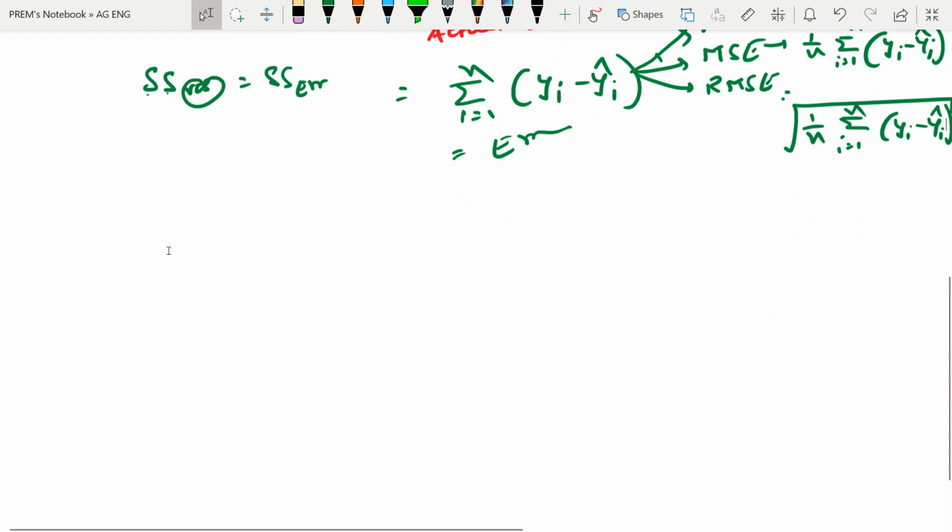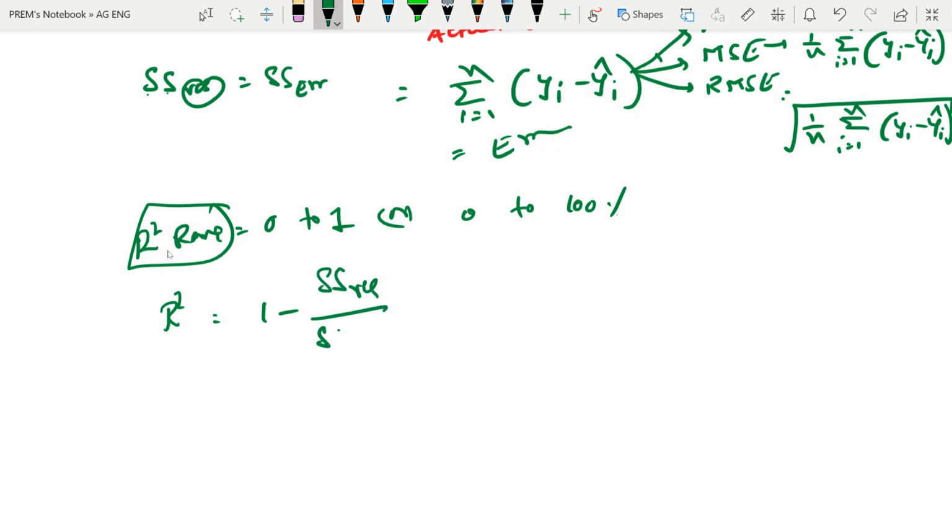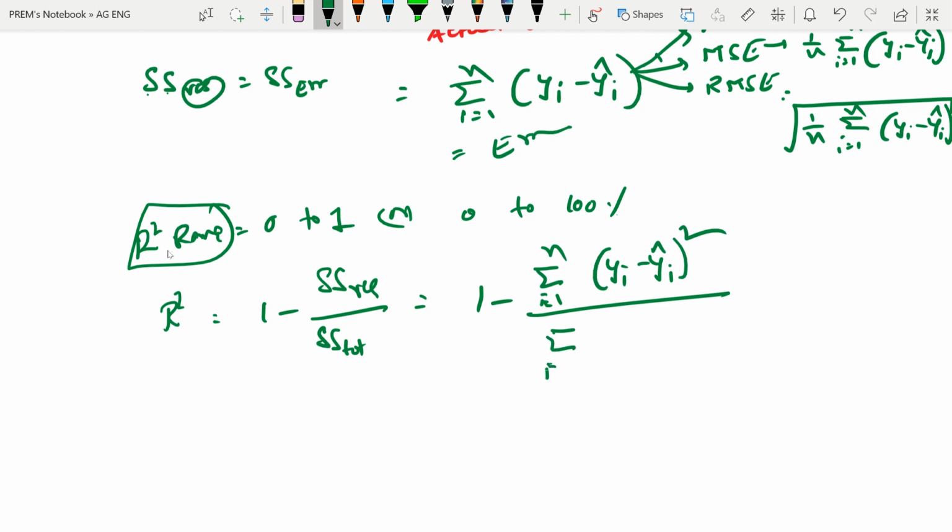Root mean square error. So here, what is the R square range? R square ranges from 0 to 1, or 0 to 100%. So this is the range of the R square value. The formula of R square is 1 minus SSRES by SSTOT, which means 1 minus sigma i equals 1 to n (yi minus y hat) whole square, divided by sigma i equals 1 to n (yi minus y bar) whole square.